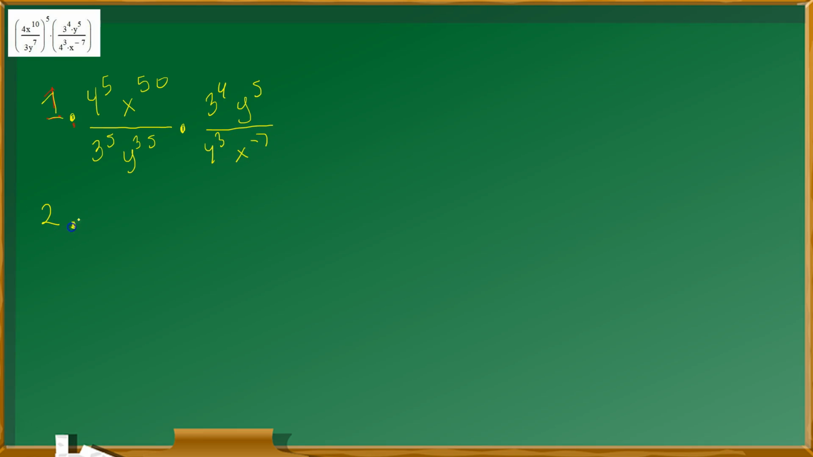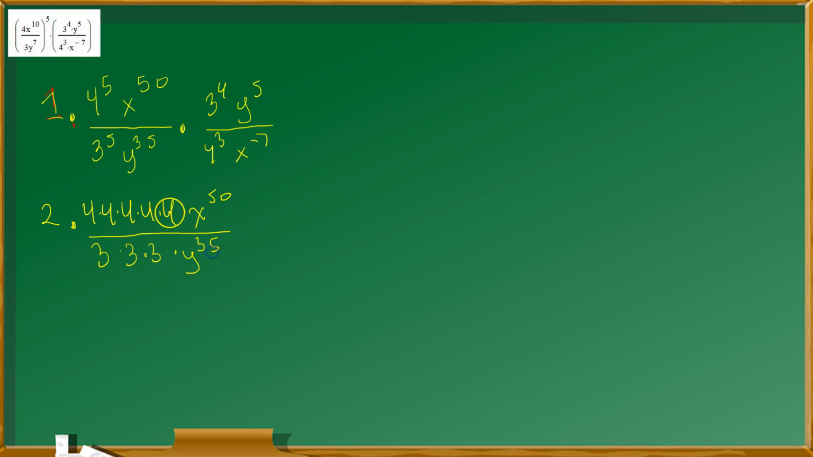Next stage in the process, now you want to cancel off as much as you can. What you don't want to do is take 4 to the 5th and write that out as a big number, because then 3 to the 5th would be another big number, 3 to the 4th another number, 4 to the 3rd another number. At the end you would still have to simplify everything anyway. So what you want to do instead is just write 4 times 4 times 4 times 4 times 4 times x to the 50th, and then it's going to be 3 times 3 times 3 times y to the 35th.